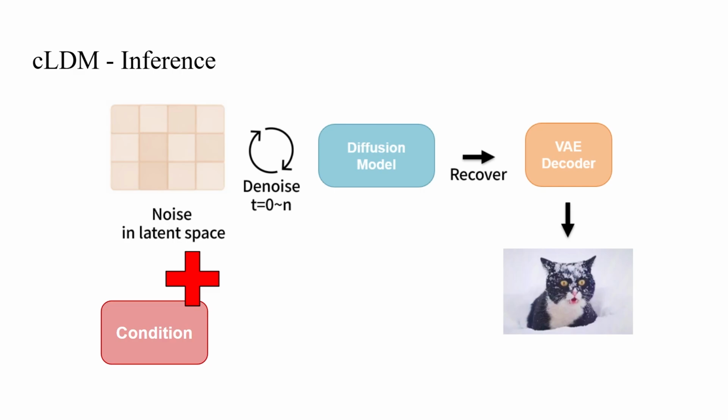The diffusion model repeatedly denoises the latent variable while being guided by the condition. Finally, the VAE decoder converts the final latent representation into an image. So compared with normal LDM, cLDM gives us more control over generated results.